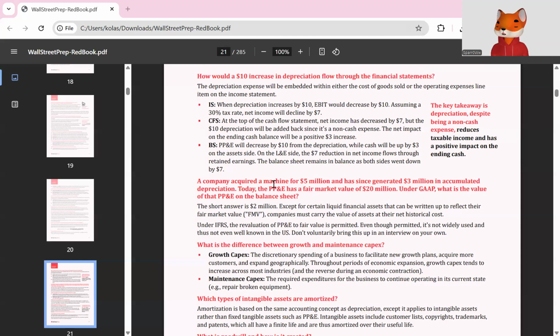The companies must carry the value of assets at the net historical cost. Under IFRS, the revaluation of PPE to fair value is permitted. Even though permitted, it is not widely used and thus not well known in US.